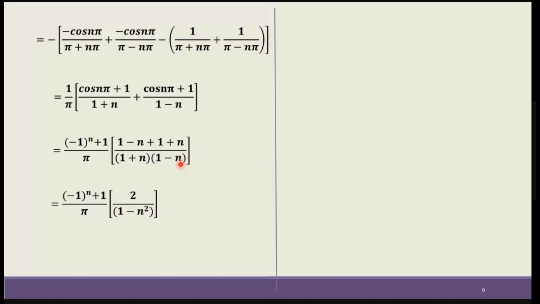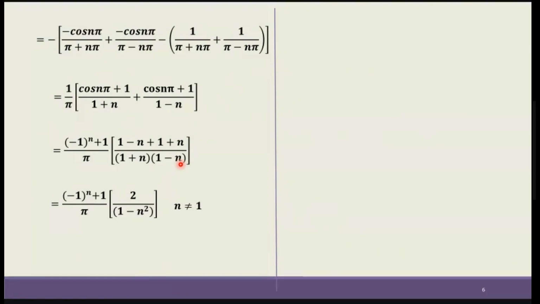Is it true for all the values of n? No. So for which value of n is this an not valid? For n is equal to 1. Correct. When n is equal to 1, the denominator becomes 0, which means that the function becomes infinity. So this function is not valid for n is equal to 1.